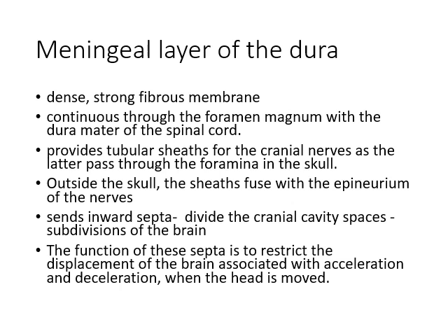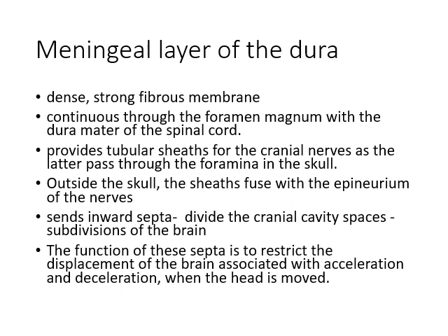Now the dura is actually, as I said, dense and strong. It is made mostly out of connective tissue, and it continues through the foramen magnum and continues with the dura mater of the spinal cord. It is the same layer, and it also provides a tubular sheath for the cranial nerves, and later it passes through the foramina in the skull, right? So as the cranial nerves pass through the foramina of the skull, a sheath of dura mater mixes with it, and then it becomes the sheath of the cranial nerves. Then outside of the skull, this sheath fuses with the epineurium of the nerves.